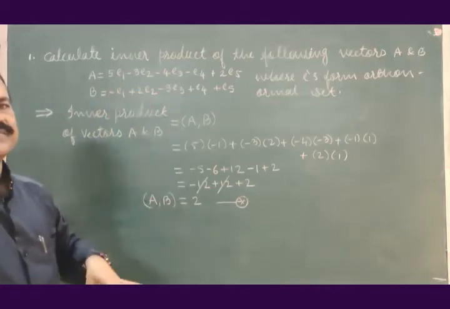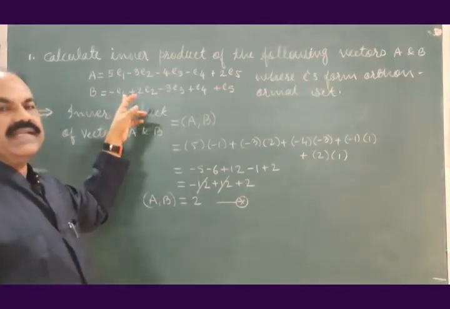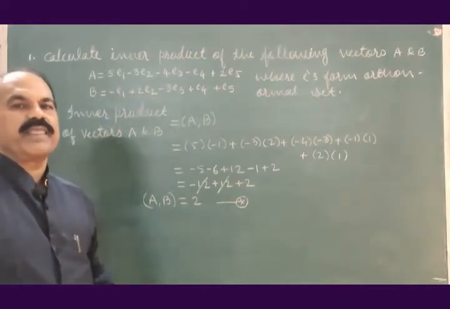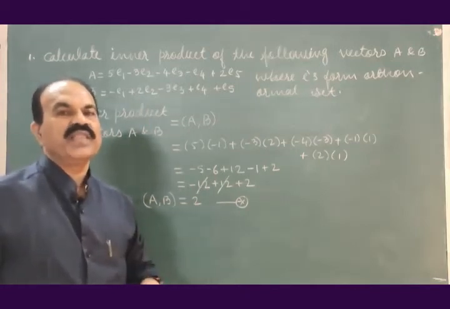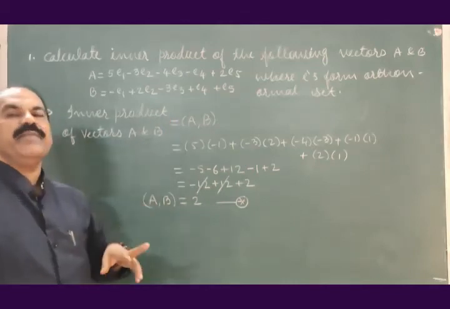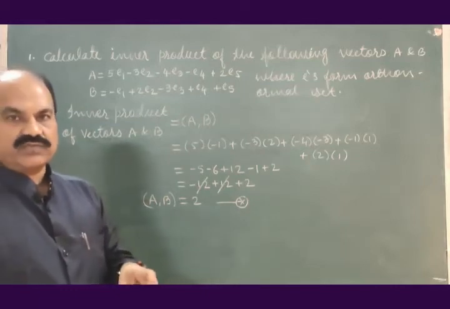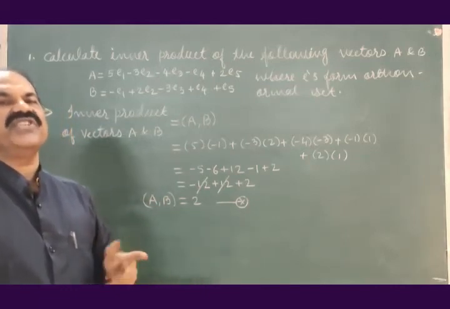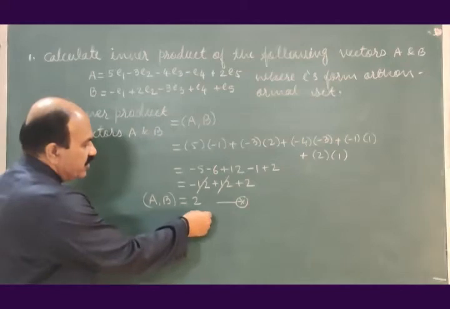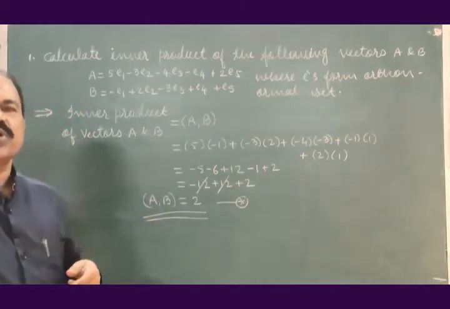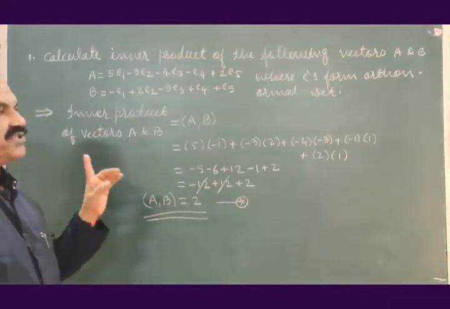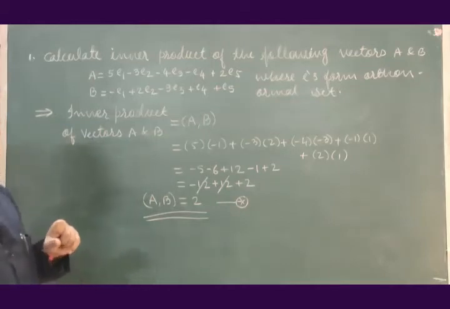Two vectors are given such that the elements of basis E1, E2, E3, etc. in vectors A and B are unity because they form an orthonormal set of vectors, and therefore inner product of vectors A and B will be simply the sum of product of corresponding components of vectors A and B. We have done this here, and finally we got this result for inner product of vectors A and B. Hope you understood. This is one problem. Let us go to one more problem.